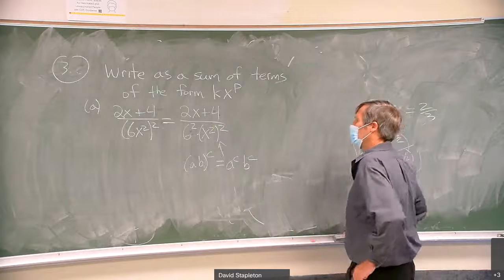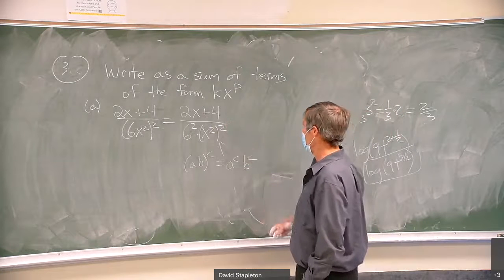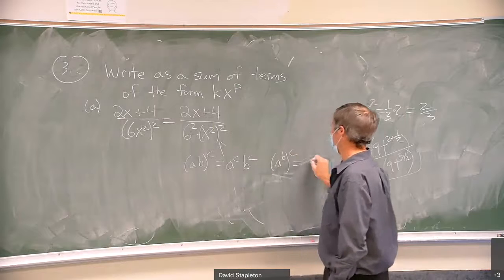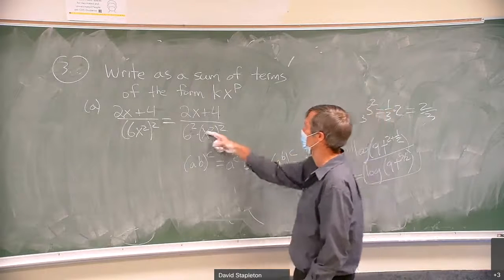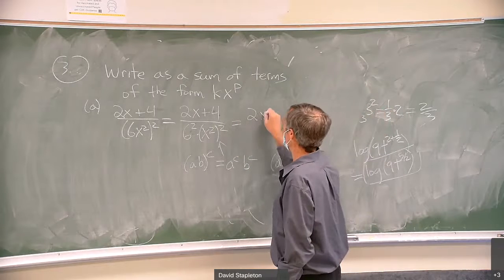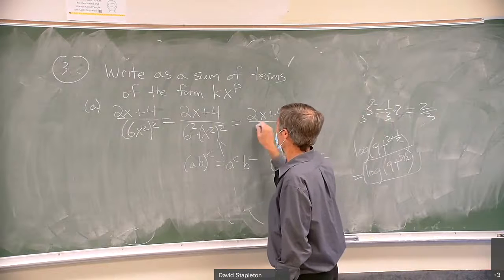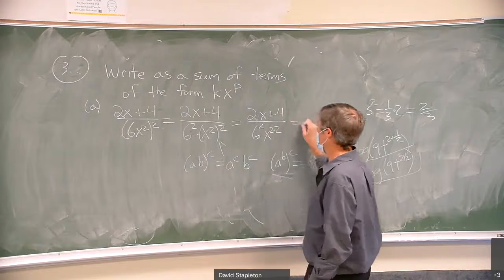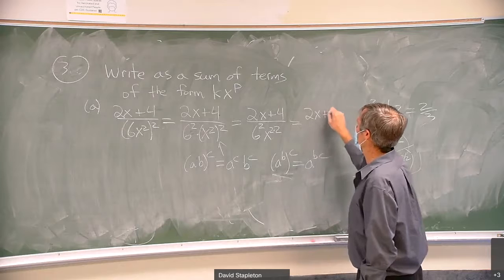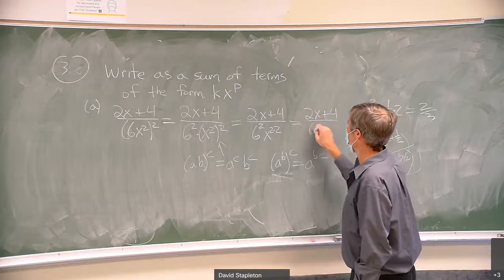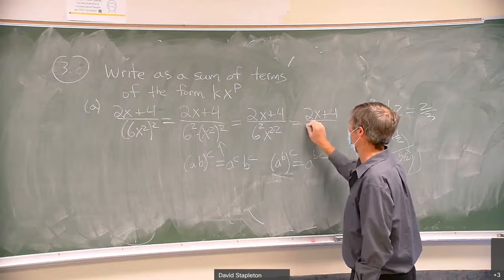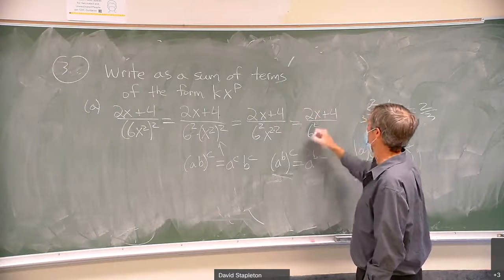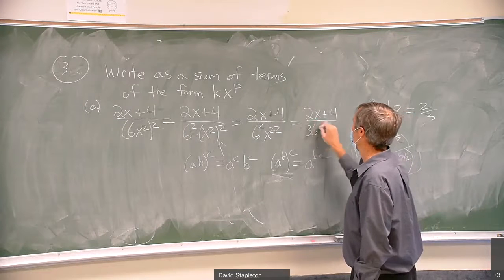Now, how about x squared squared? A to the b to the c is a to the b times c. These multiply, so 2 times 2. So this is 2x plus 4 over 6 squared, which I can write as 36, times x to the 2 times 2, so 36 x to the fourth.